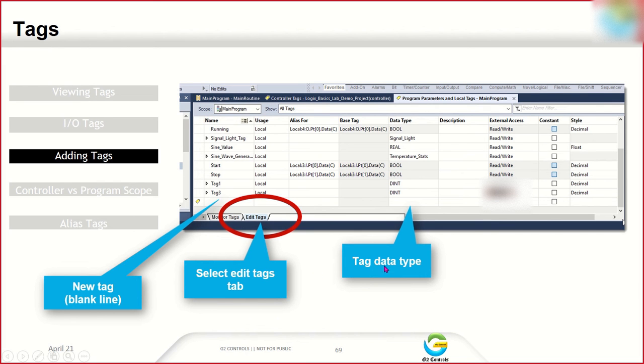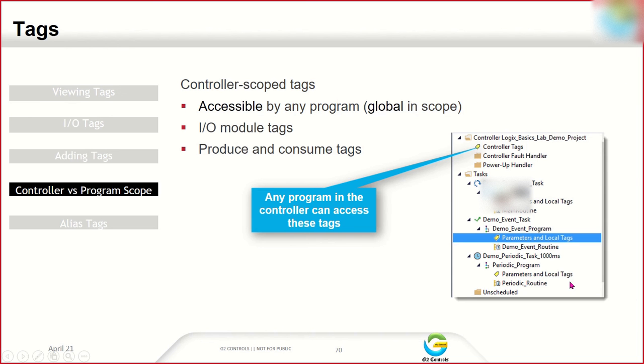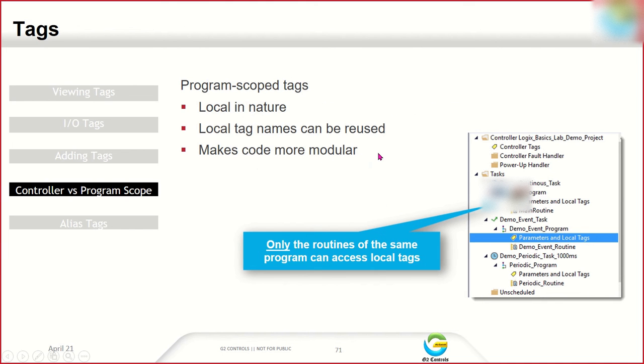Then tag data type. This is the tag data type. This is your scroll down button, you can scroll it down. Then controller versus program scope tags. The controller scope tags are accessible by any program, global in scope, and IO module tags, produce and consume tags are global tags. Then program scope tags are local in nature. Local tag names can be reused, which is good for being more modular.